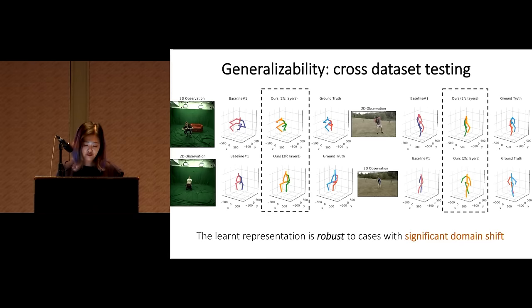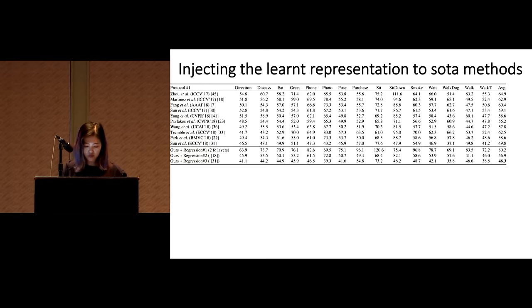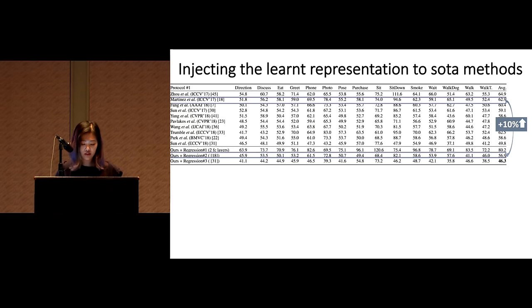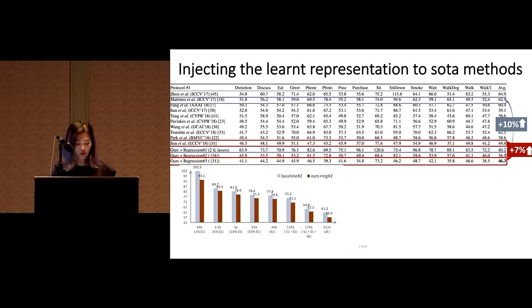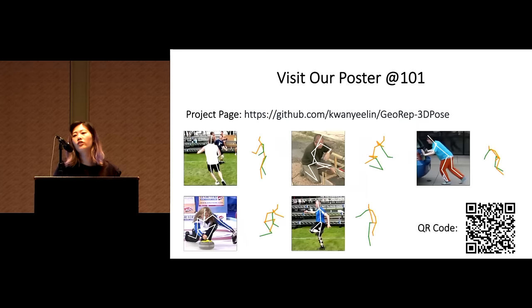And for the cross dataset testing, we show that our learned 3D geometry representation is robust to cases with significant domain shift. And our representation could also be used as a robust 3D pose information for current state-of-the-art methods. As shown in the figure, our model has achieved 10% and 7% improvements over two state-of-the-art methods. And please visit our poster and the project page for more detail. Thank you.